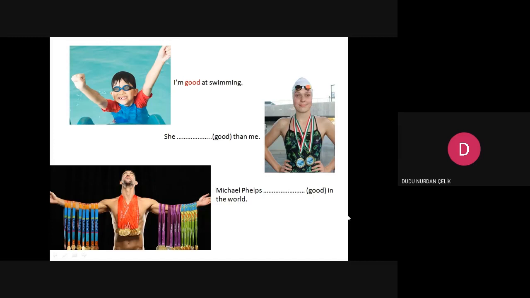Another example about swimmers. Good swimmer, better swimmer, the best swimmer. Let's make the sentences. I am good at swimming. She is better than me. And look at him, Michael Phelps. He has got a lot of medals. And we can say Michael Phelps is the best in the world.